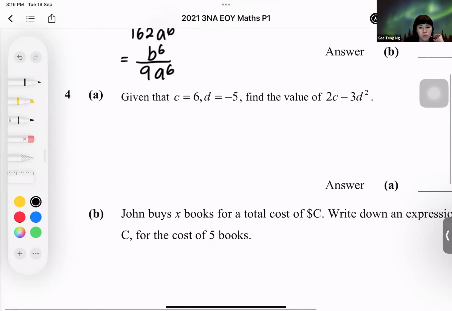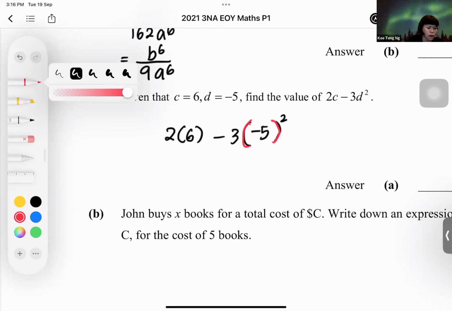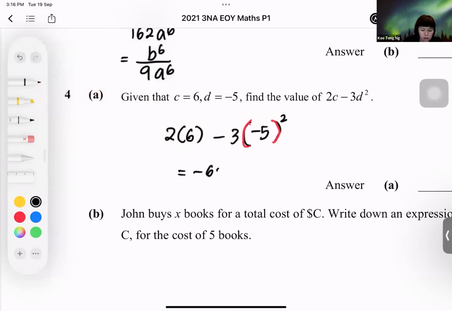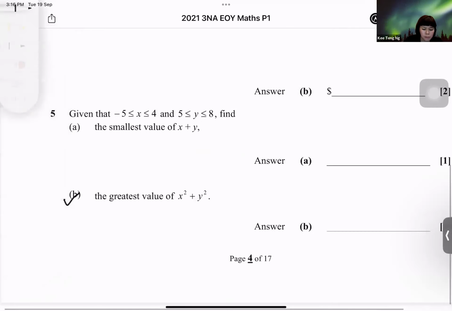Question 4 shouldn't be difficult. So just plug in the values. So C is 6 minus 3d square. Remember, put the whole of the bracket square. So this whole thing with bracket square, 25, +25. So your final answer, 2 times 6 minus 3 times -5, whole thing square. That will give you -63, according to my calculator. So continue the answer. Part C is not going to be a problem. We can finish it up.